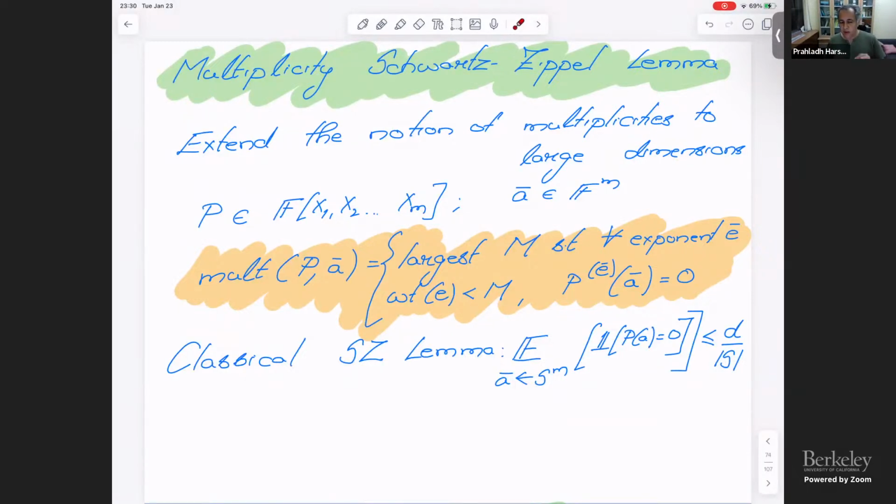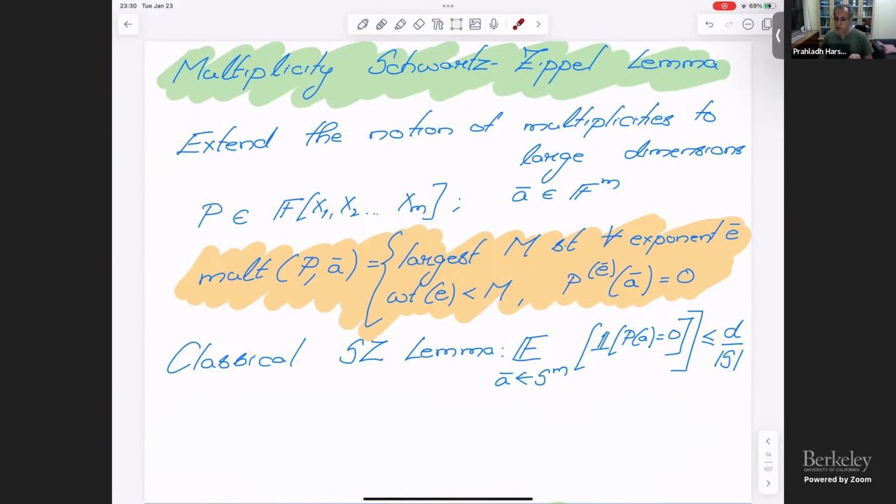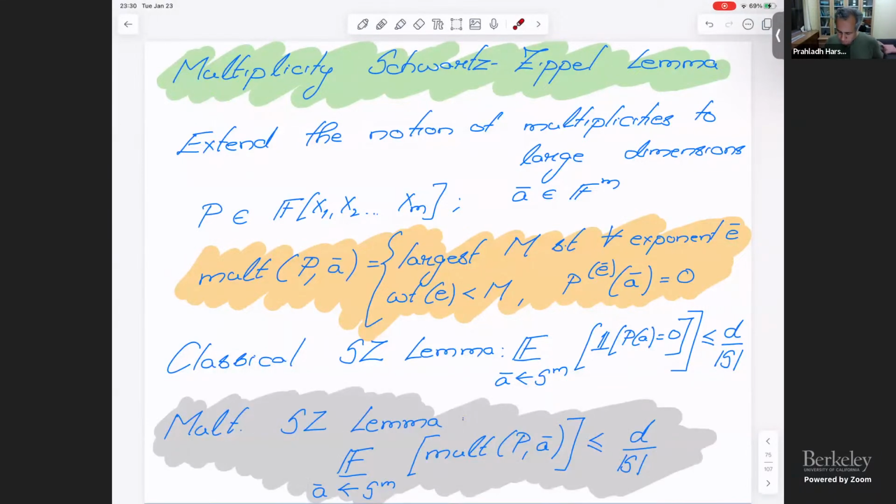And so now given this, we can write down the extension of the Schwarz-Zippel lemma. This is the classical Schwarz-Zippel lemma, I've just rewritten it as this. It says that given a non-zero polynomial, the expected number of locations in which P is 0 is less than D over mod S in the grid. The multiplicity Schwarz-Zippel lemma just says, I'm going to replace this indicator random variable, whether a polynomial is 0 or not, by the multiplicity. And still the inequality holds good. So it's a strengthening of the classical Schwarz-Zippel lemma. So this is always less than or equal to this.